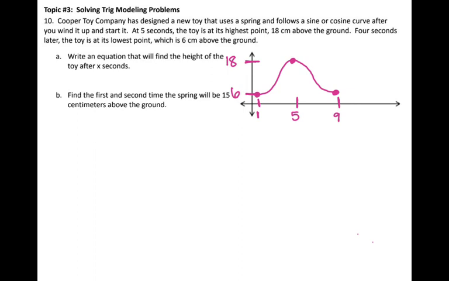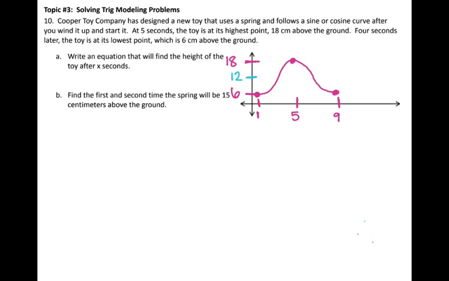Now, in order to write the equation, there's a couple pieces that I need to know. I need to know where my midline is. So my midline is going to be right in between 6 and 18. If you want to figure that out, you can add 6 and 18 together and divide it by 2. That's taking the average of those two numbers. That's going to put us at 12. So my midline is at 12. There's two pieces of information that you need to be able to write the equation.